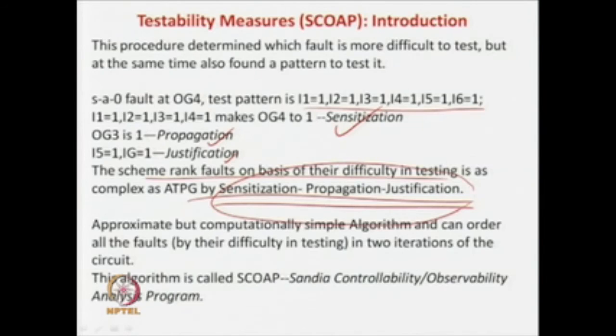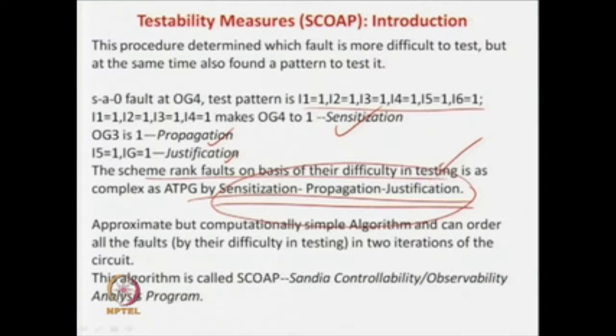Our purpose is that we have to use the sensitize, propagate and justify algorithm as little as possible, and only for the difficult to test faults. So, we cannot use a complex algorithm to find out which is the easier fault and which is a difficult fault. We have to find out the easy to test faults and difficult to test faults using a very simple algorithm, which may give some approximate result, and that is possible. Then for the easier faults we use a simple algorithm, that is random test pattern generation, and for the difficult to test faults we use the complex sensitize, propagate and justify algorithm. So, this is the case.